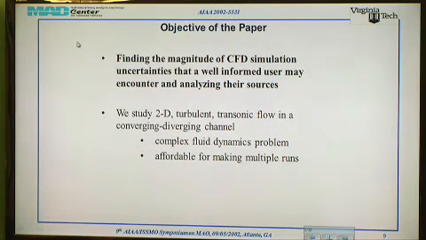And so the objective of that paper was to do a study of the magnitude of the uncertainty, and it was done for two-dimensional turbulent transonic flow in a converging diverging channel. And if you think about it, when you analyze what happens on airplanes, you typically need three-dimensional models. So in 2002, even doing two-dimensional models on transonic flow was a problem.